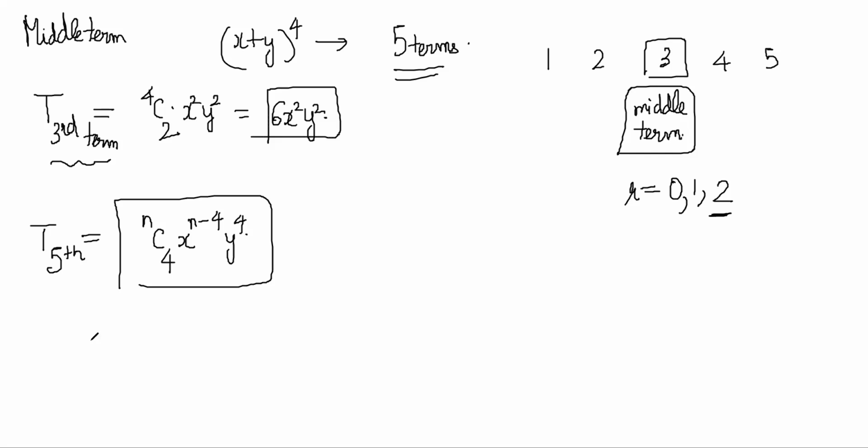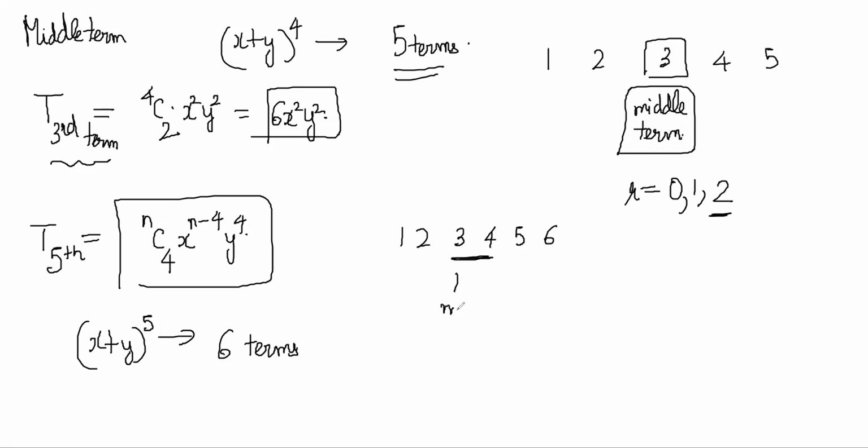However, if you have x plus y to the power 5, how many terms are there? 6, right? So now you cannot split it properly. There is no one term that is the middle term. You will say that both these terms are called middle terms. So when the power is odd, the number of terms becomes even. So then there is no one term that is the middle term. There are two terms which are called middle terms. Term number 3 in this case and term number 4 in this case. Term number 3 means r value is 2, and term number 4 is r value 3.